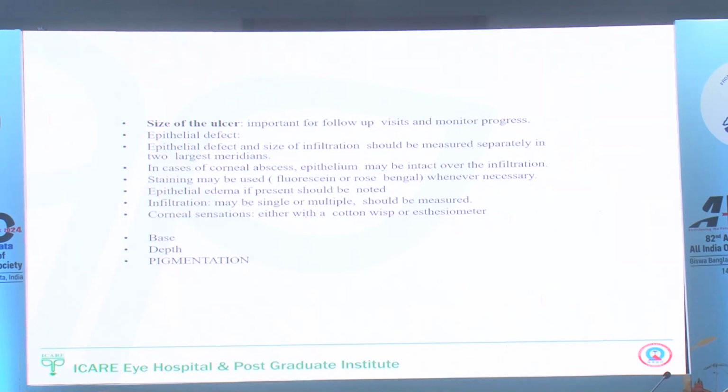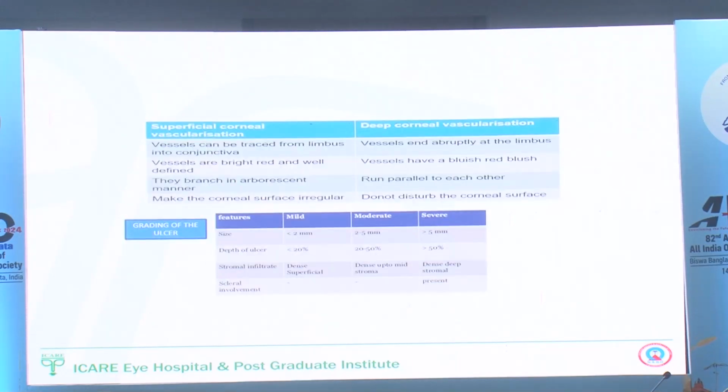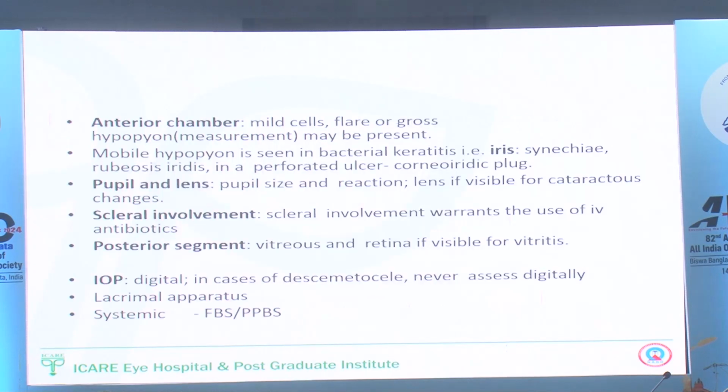Corneal sensations have also to be measured. Base depth and pigmentation should be noted. Superficial and deep vascularization should also be noted. The grading of the ulcer is mild, moderate, and severe: less than 2 mm, 2 to 5 mm, and more than 5 mm. And depth of the ulcer is more than 50% in severe ulcers. And dense infiltrate is also seen in severe ulcers. Scleral involvement may also be seen.